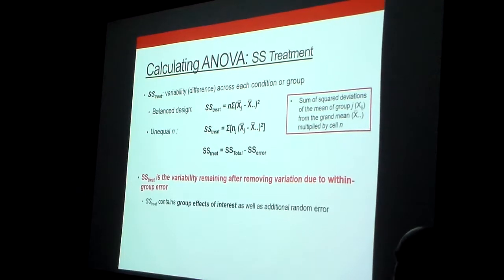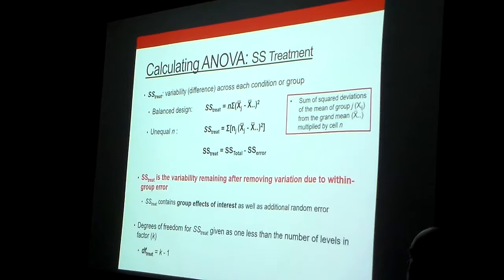Okay. So again, sum of squares treatment, this is variability that remains after we remove all our variation due to within group error, right? Once we take our total variability and we suck out all the nonsense that we are seeing within group, the only thing that we have left are the systematic differences that we're seeing across groups, okay? And this is going to contain our group effects as well as our conditions. Degrees of freedom for our sum of squares treatment, 1 less than the number of levels in our factor.